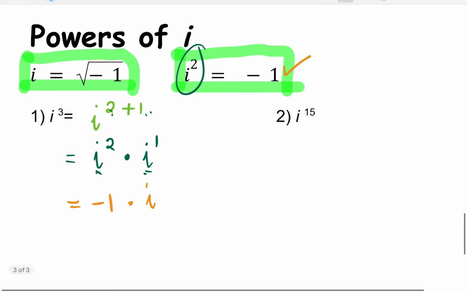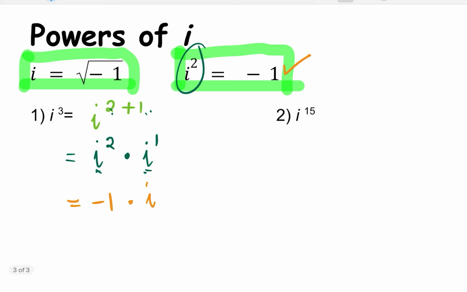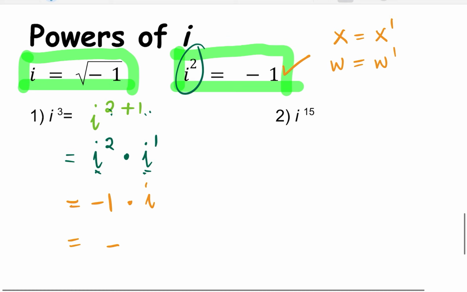You don't have to put a 1 as an exponent. Any variable has an invisible exponent of 1. If I say x, that's the same thing as x to the first. If I say w, that's the same thing as w to the first. There is always an invisible exponent of 1. And so, therefore, our final answer for number 1 is -i.